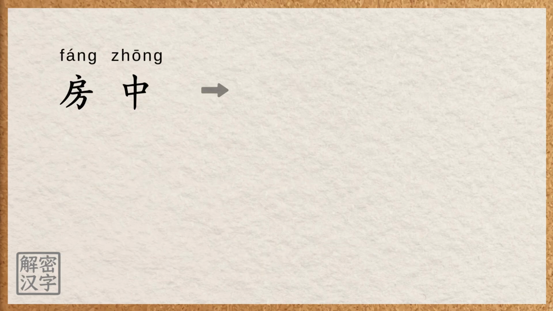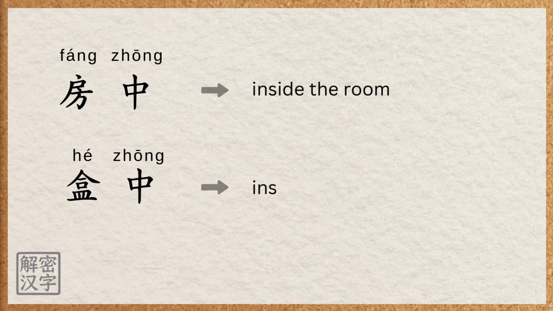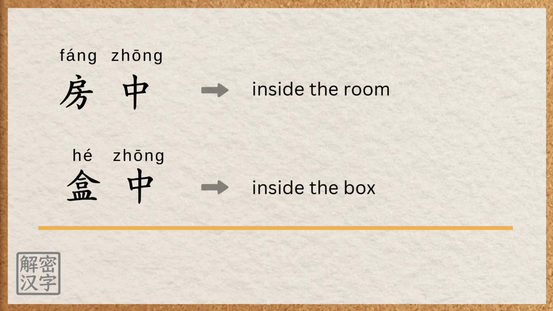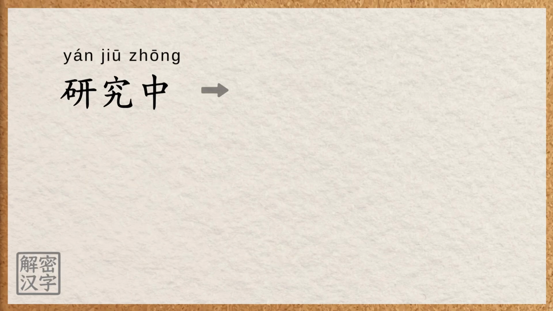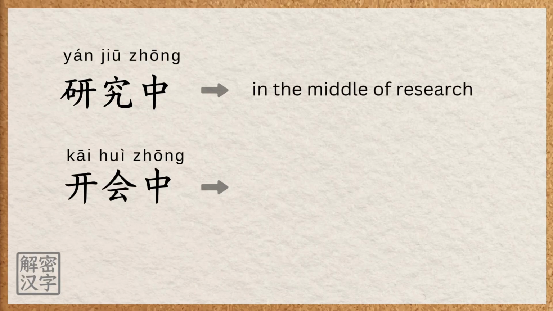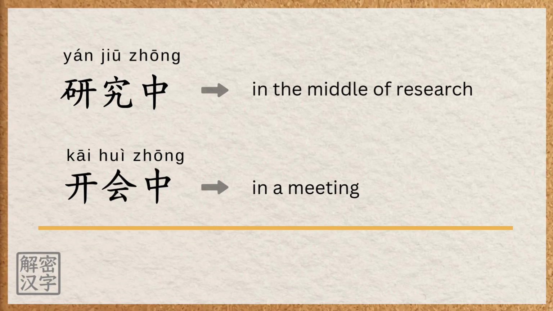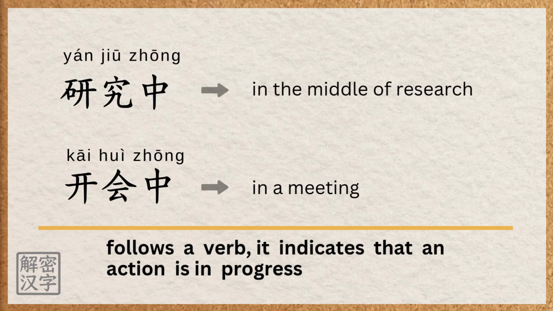房中 means inside the room. 盒中 means inside the box. When it follows a noun that represents an object, it means inside that object. 研究中 means in the middle of research. 开会中 means in a meeting. When it follows a verb, it indicates that an action is in progress.